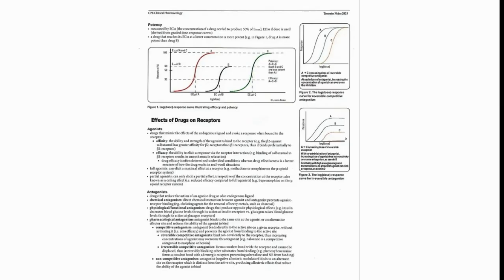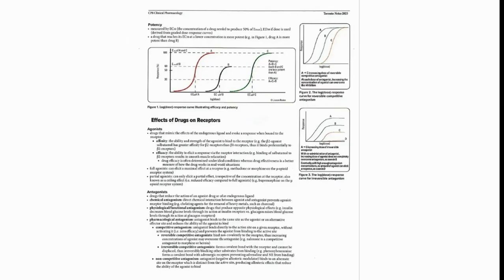Number 1, chemical antagonists. This occurs when the antagonist directly interacts chemically with the agonist. Instead of competing for receptors, it neutralizes or removes the agonist. Examples: chelating agents bind heavy metals, allowing them to be eliminated from the body.